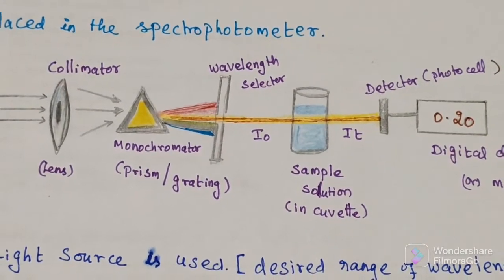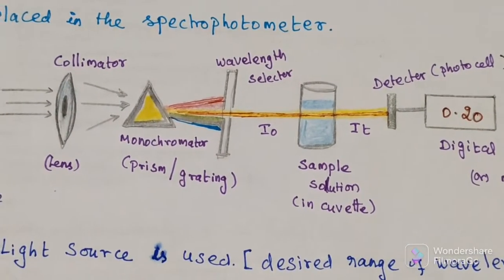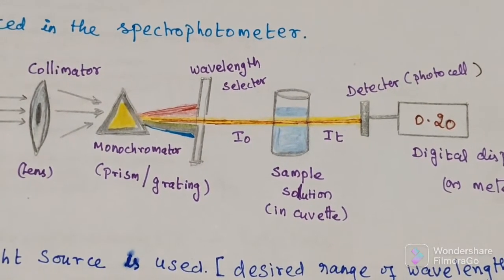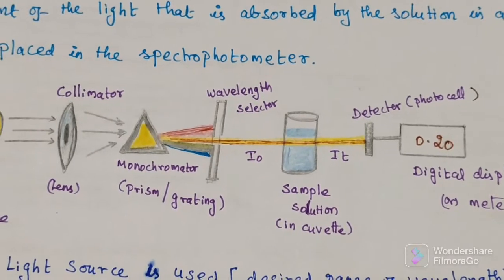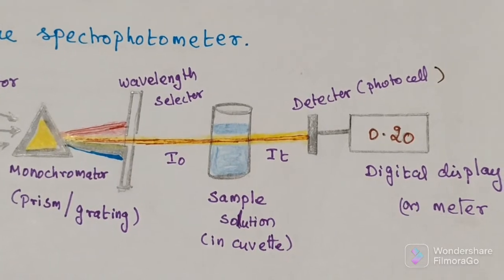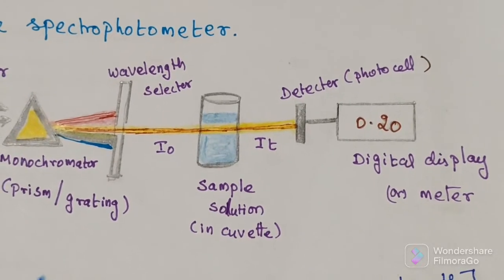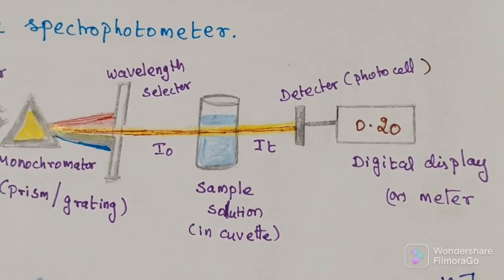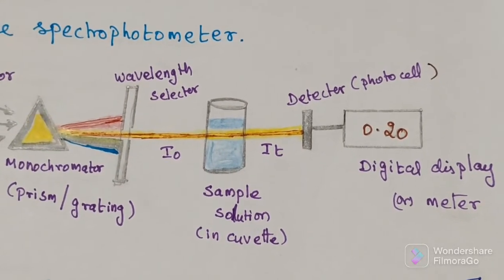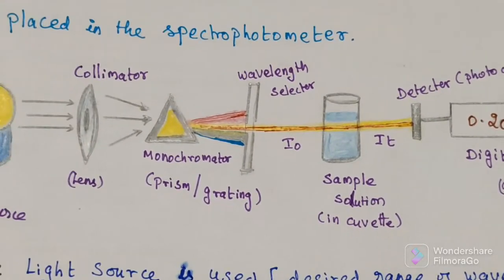Any photosensitive device can be used as a detector of radiation energy. Here we are using a photocell. This one is the simplest photodetector. Then the display device: the data is formed by the detector and displayed by a readout device such as an analog or digital display. Output can also be transmitted to a computer or a printer. From here we can see our result, that is, how much light is absorbed by the sample.